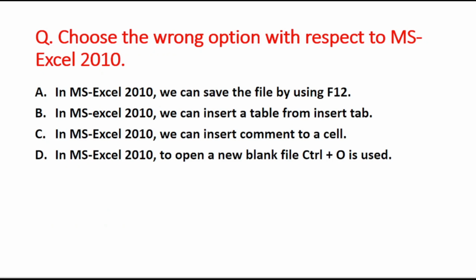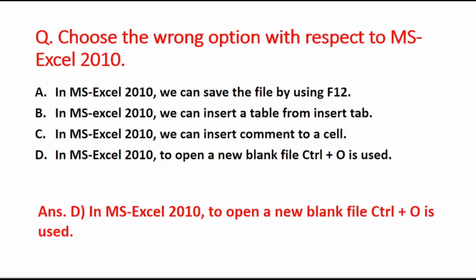Next question is choose the wrong option with respect to MS Excel 2010. A option is in MS Excel 2010, we can save the file by using the F12. B option is we can insert a table from Insert tab. C option is we can insert comment to a cell. And D option is to open a new blank file, Control plus O is used. So the incorrect option is the option D, that is in MS Excel to open a new blank file, the shortcut used is Control plus N. Okay, and Control plus O shortcut key is used to open the already existing file, right?